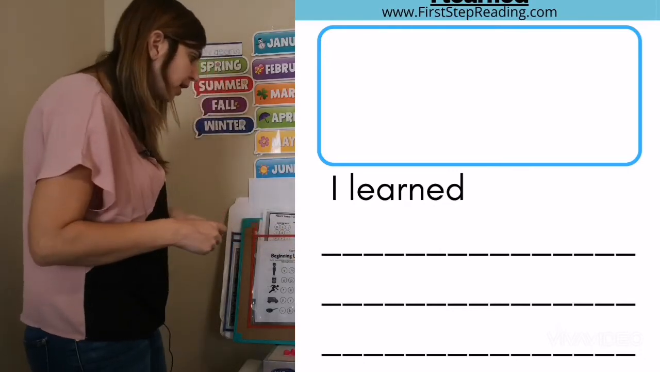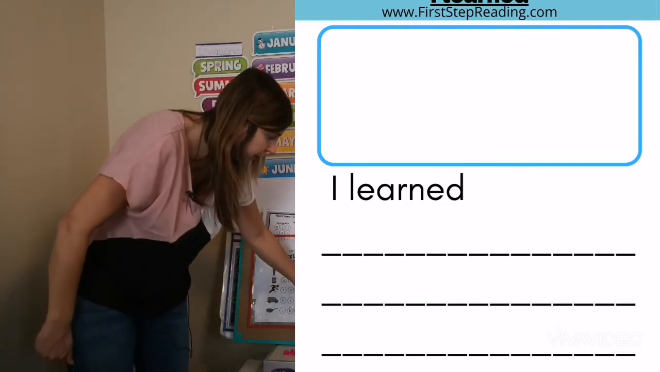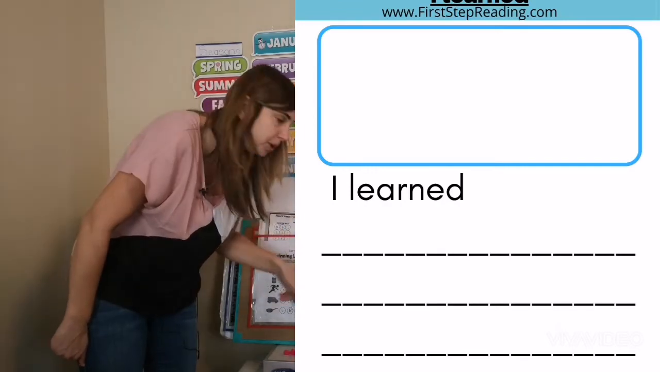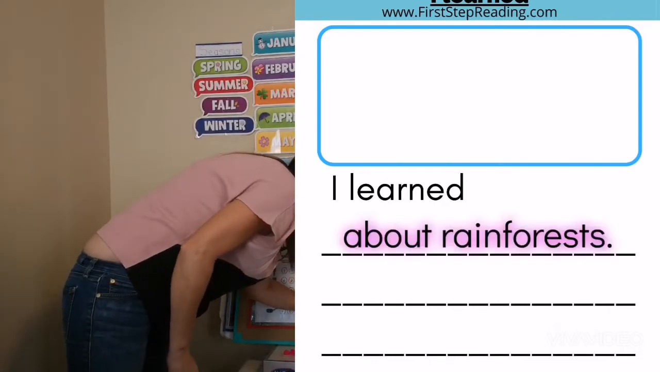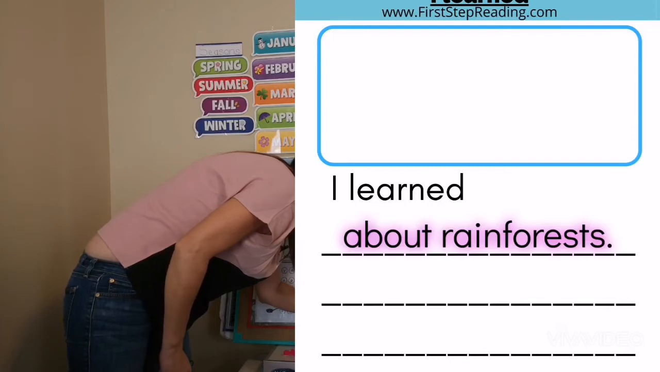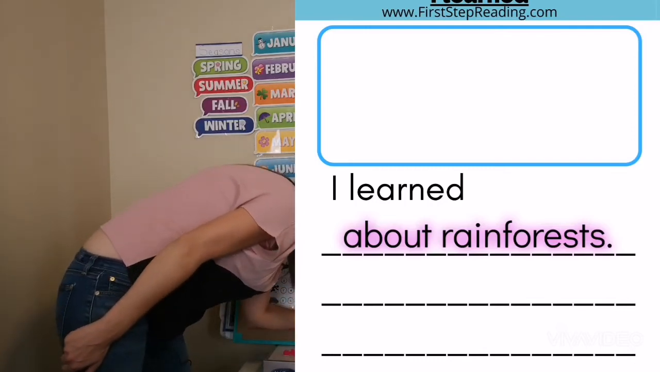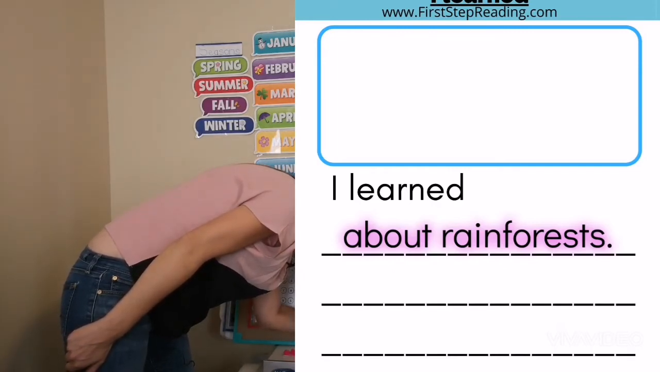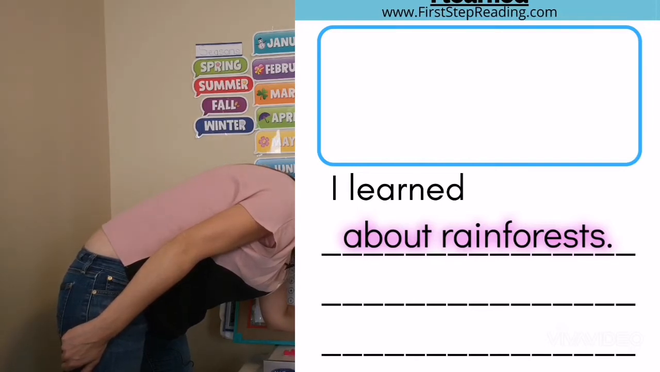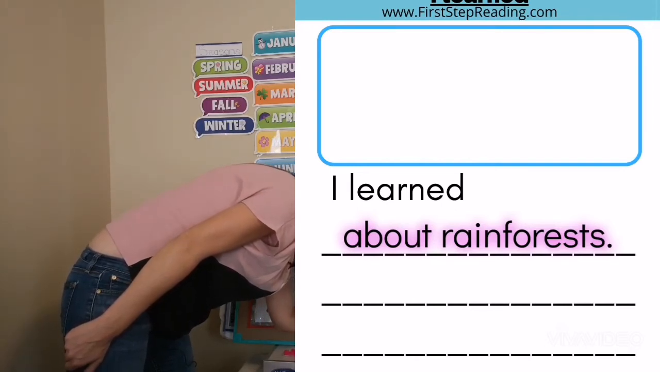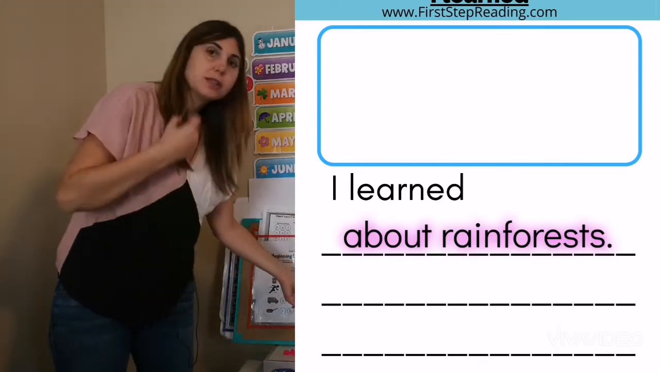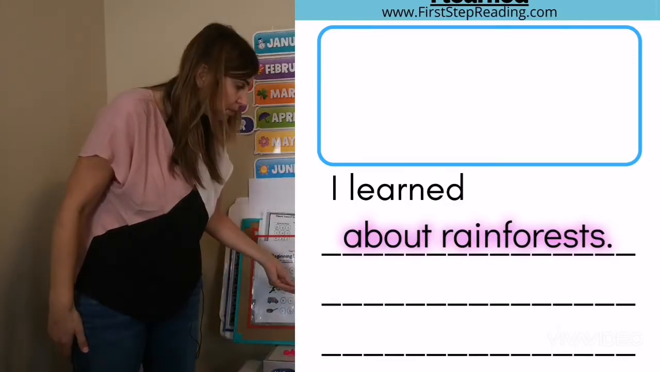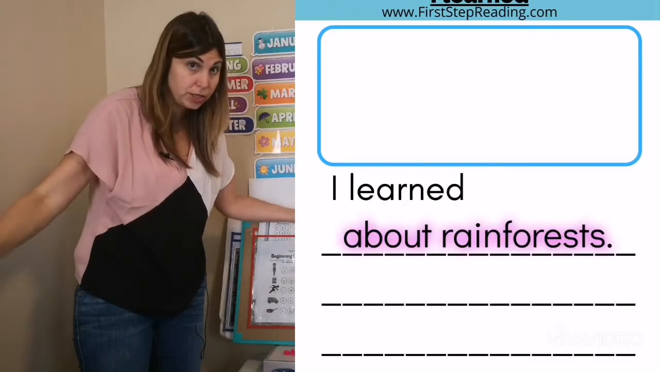So let me write something. I learned, it started with a capital, has a finger space between each word. I learned about rain or period. So I sound out the best I can. If it's not spelled correctly, that's okay, because I'm practicing hearing all the sounds in these words.